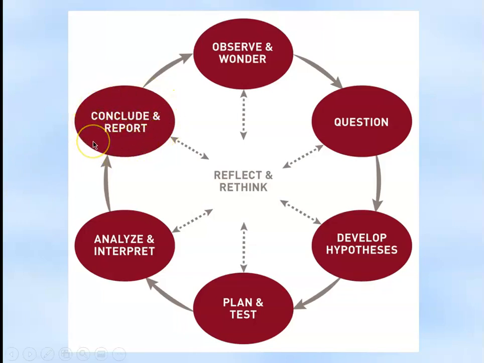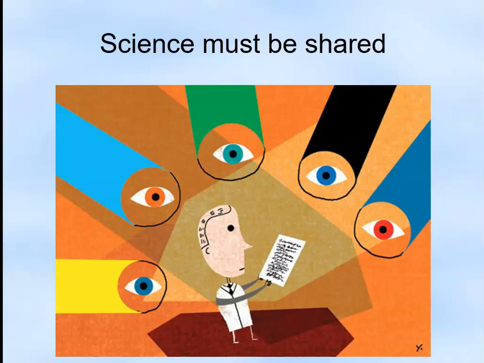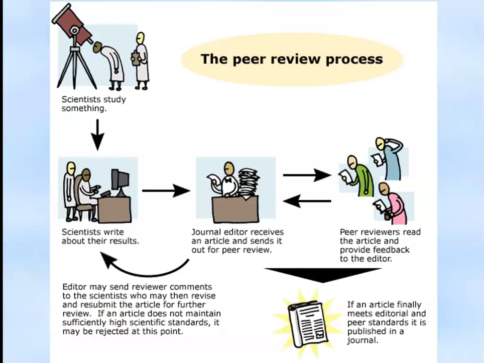Okay, so once you've gone through the process of collecting your data and analyzing your data, then you need to share that information with other scientists. Okay, so science must be shared in order for society and the knowledge about a certain scientific discipline or topic to be advanced. So we do that with what's called a peer review process.